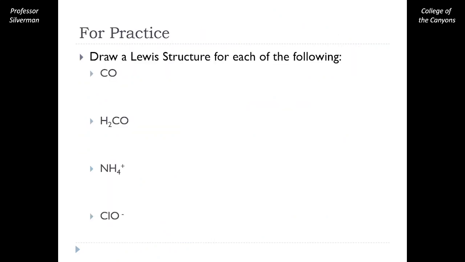We have some practice questions here. Take a moment, grab your pencil and paper, write down the best answer you can get.